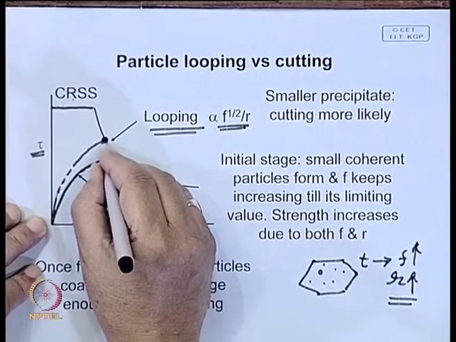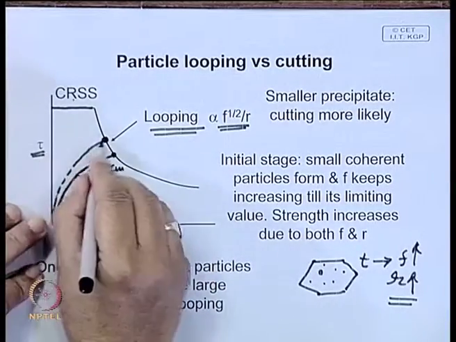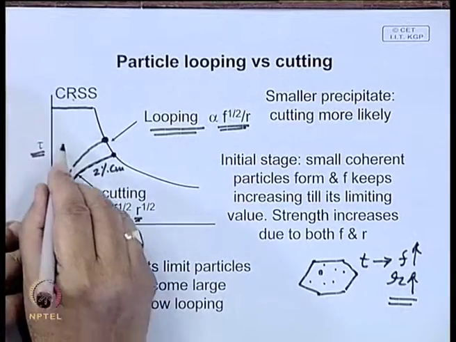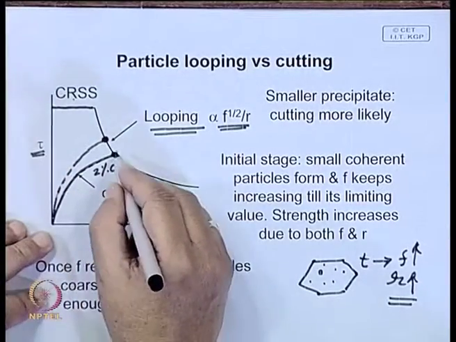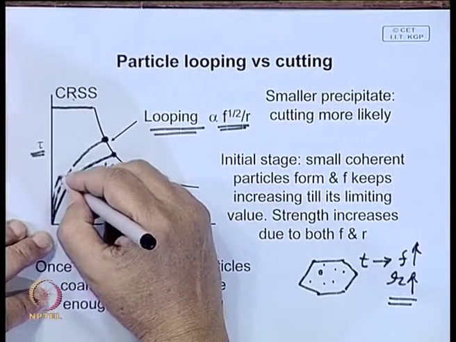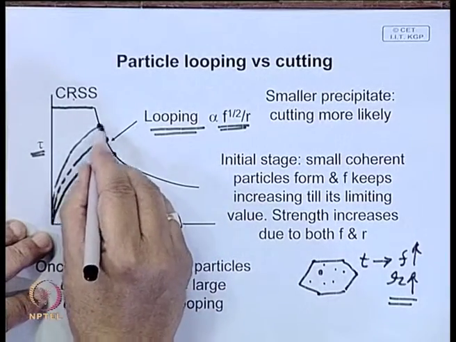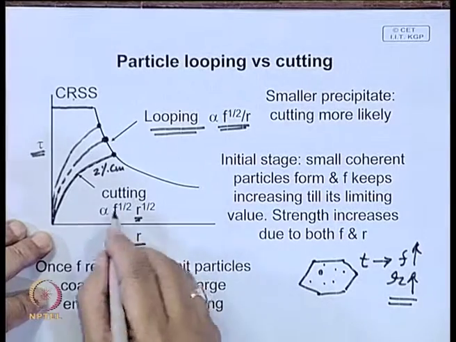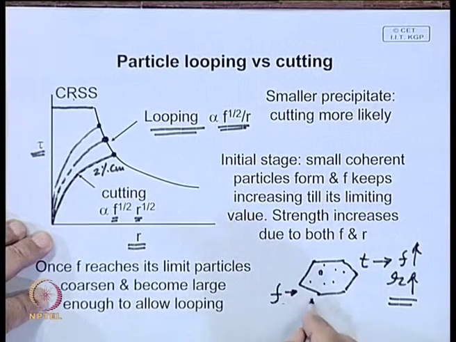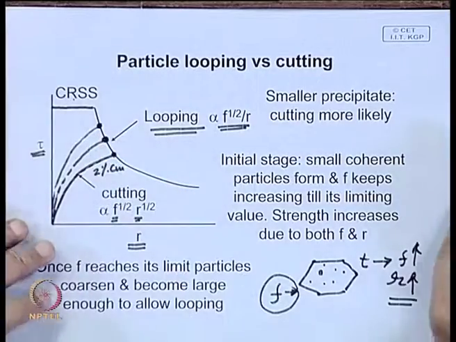So, in a way you can say that this defines the maximum strength that you can get in a precipitation hardenable alloy. If you want to increase it further, you have to increase the solute, but there is a limit to what F can attain. There is an equilibrium limit, and when this limiting value has been reached, you can say that you have reached the peak over here, and after that, what can happen?